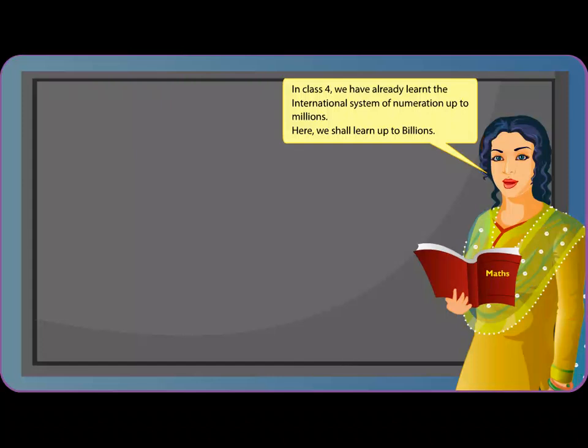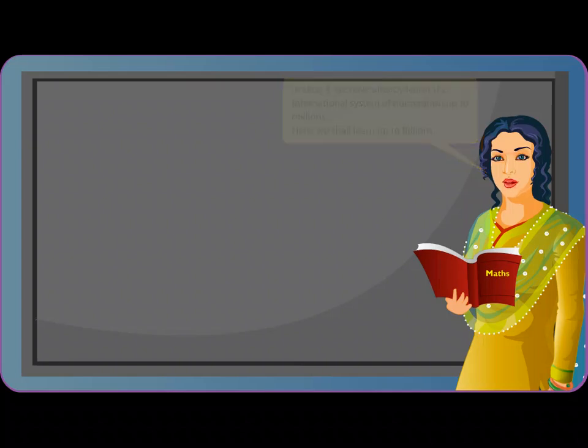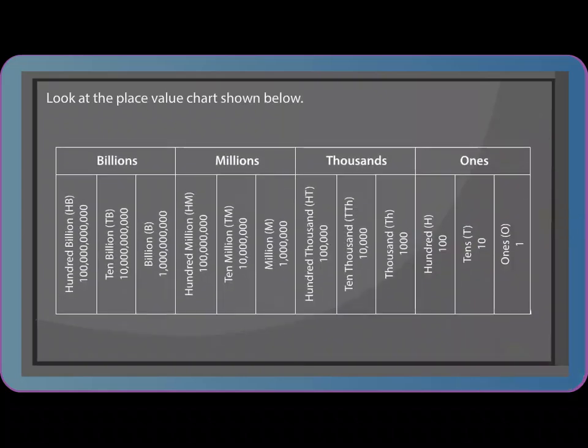In class 4, we have already learned the international system of numeration up to millions. Here, we shall learn up to billions. Look at the place value chart shown below. In the place value chart shown, the periods are ones, thousands, millions, and billions, and the places are ones, tens, hundreds, thousands, 10,000s, 100,000s, millions, 10 millions, 100 millions, billions, 10 billions, and 100 billions.